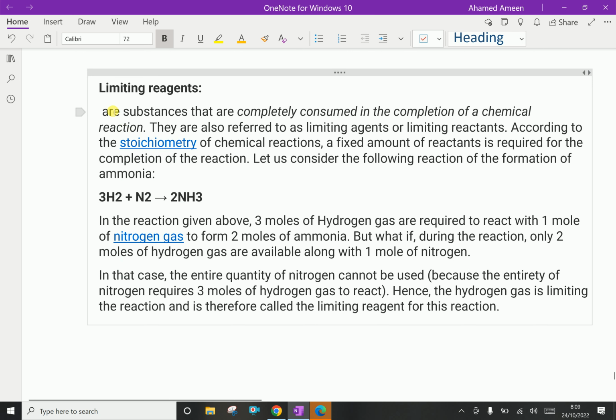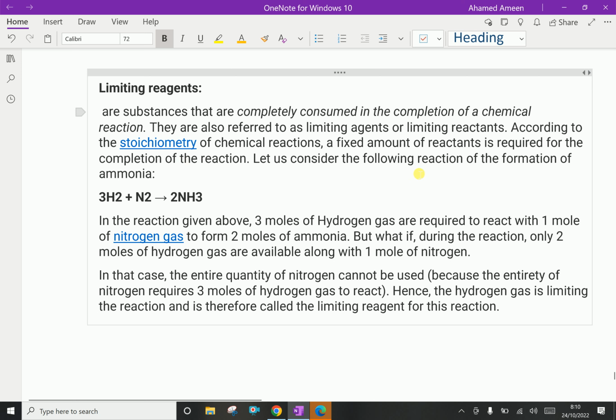Now further we will discuss limiting reagents. Limiting reagents are substances that are completely consumed in the completion of a chemical reaction. They are also referred to as limiting agents or limiting reactants. That means it controls the reaction. That is called a limiting reactant. According to the stoichiometry of chemical reactions, a fixed amount of reactants is required for the completion of the reaction.